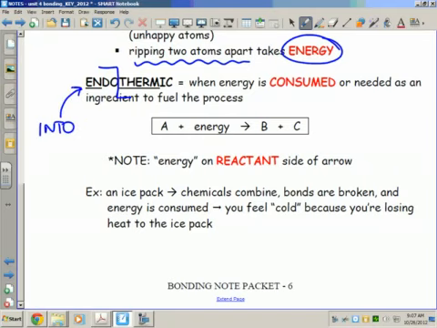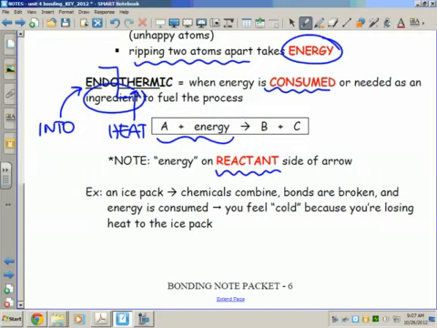Endo means into, and again, thermic meaning heat. And now you're looking for energy to be consumed. That means it's an ingredient. The ingredients in a chemical reaction we refer to as the reactants. If you see energy on the left side of the arrow, it's a reactant. That means energy goes in. That means it requires energy for the reaction to occur. And that would be an endothermic reaction.